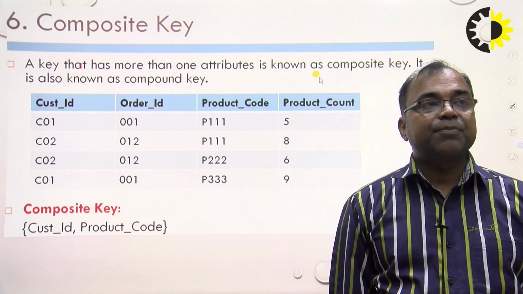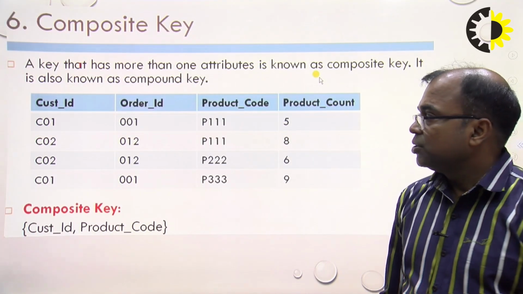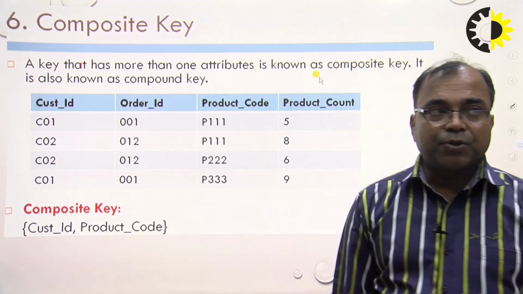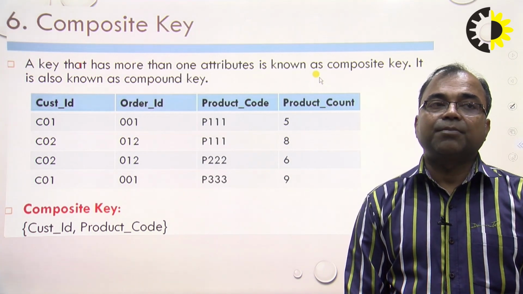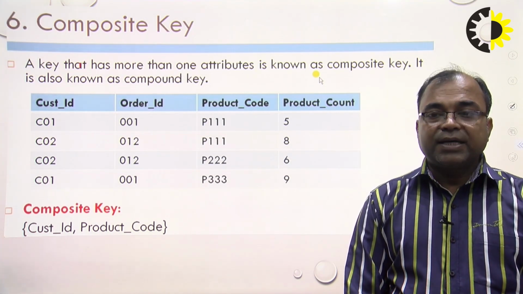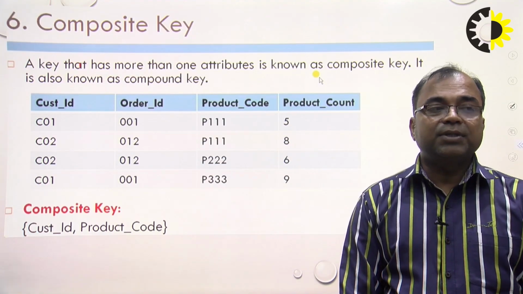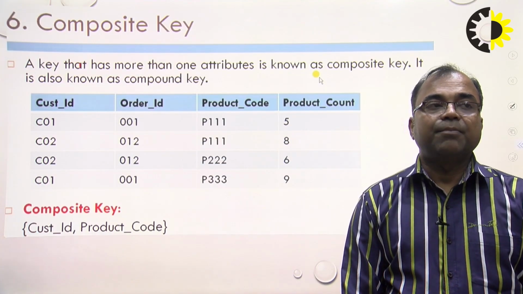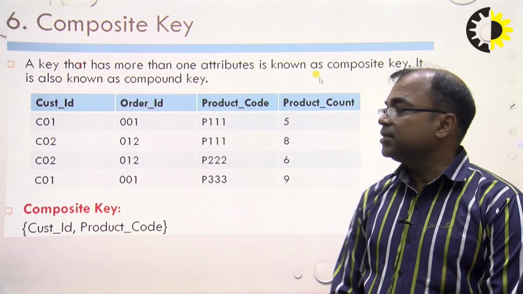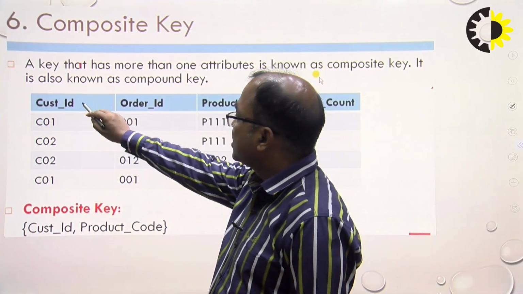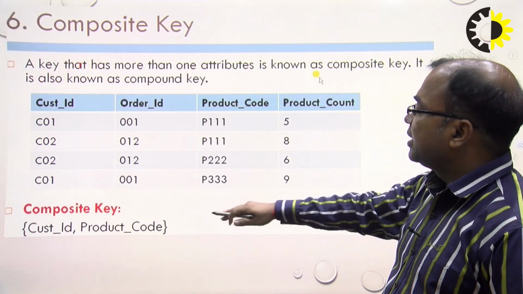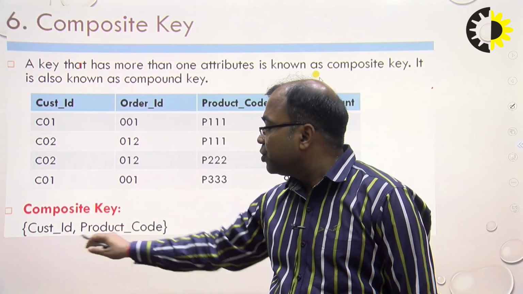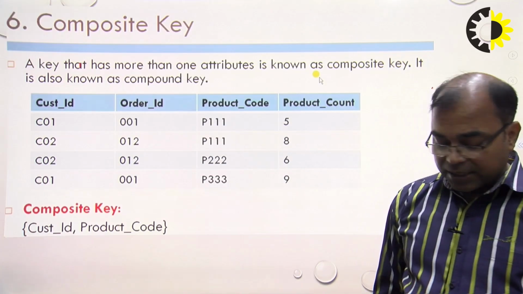Next and last type of key is your composite key. The definition of a composite key is that a key that has more than one attribute is known as a composite key. It means if we create a key with a combination of more than one attribute, that is called a composite key. Here we can make a key like customer ID and order ID, or customer ID and product code. Likewise, we can create a composite key. An example of a composite key here is customer ID and product code.